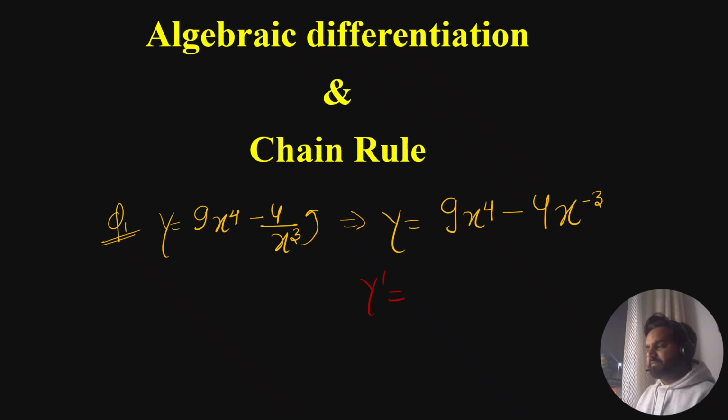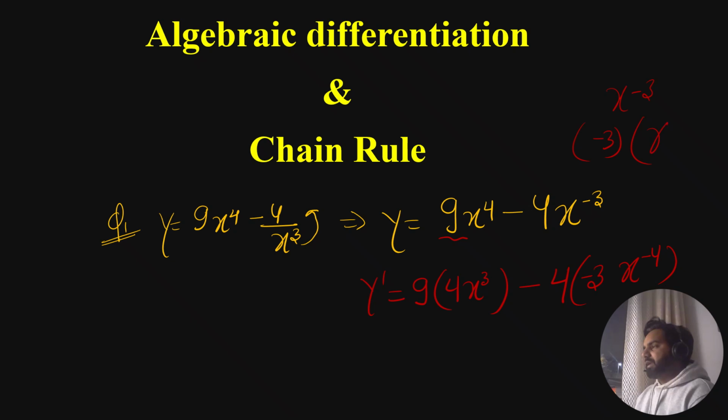So y dash will be equal to, we don't have to do anything with the 9, so 9 times the differentiation of x power 4, which is 4x power 3, and again we don't have to do anything with 4, and the differentiation of x power minus 3 is minus 3 x power minus 4 because the power gets reduced by 1. So if you have x power 3, the differentiation of this will be minus 3 coming in the front and x to the power minus 3 minus 1. So that's why I have written here x power minus 4.